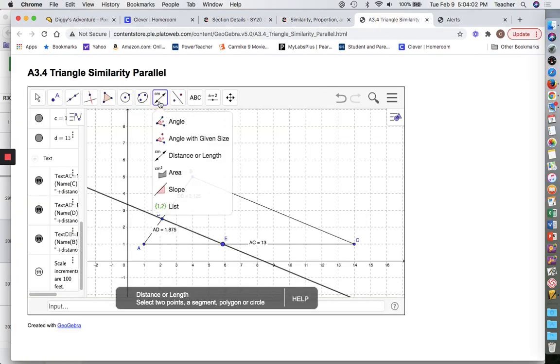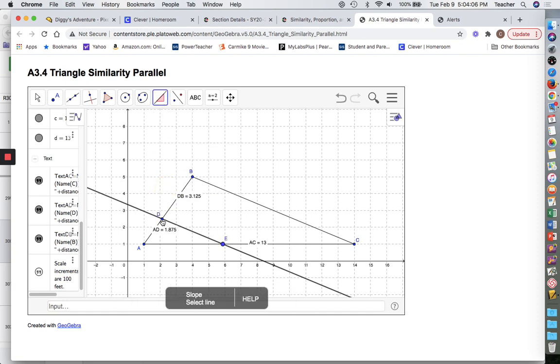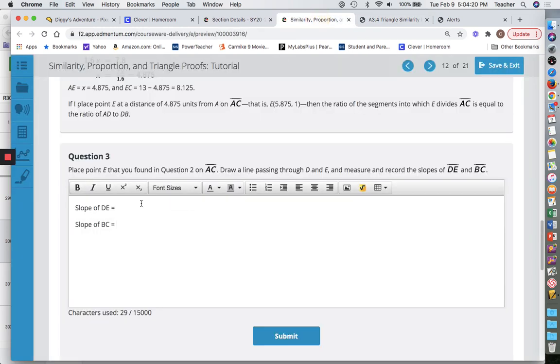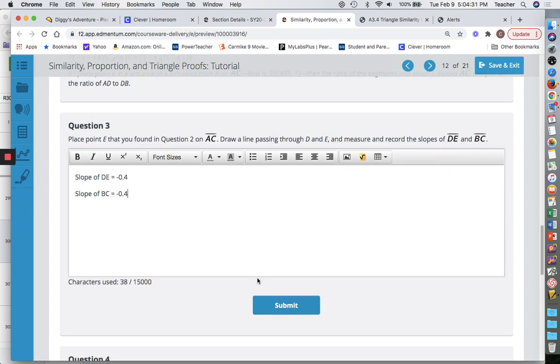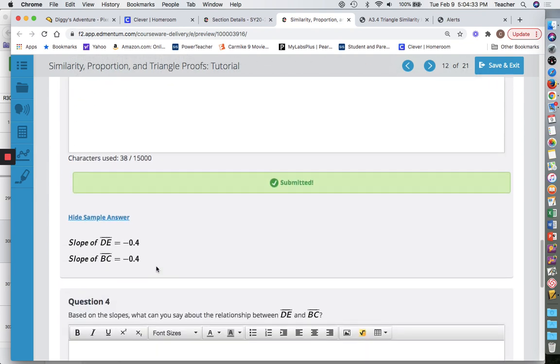So slope is under that angle icon. The distance is all the same. So slope. So I'm going to click on this segment, and I got negative 0.4. Come down here and click on BC. And, oh, yep, they are parallel. Look, they are the same slope, negative 0.4. So negative 0.4, negative 0.4. And I bet you the next question is going to ask me what that means, that they are parallel to each other, you guys. Parallel lines have the same slope.